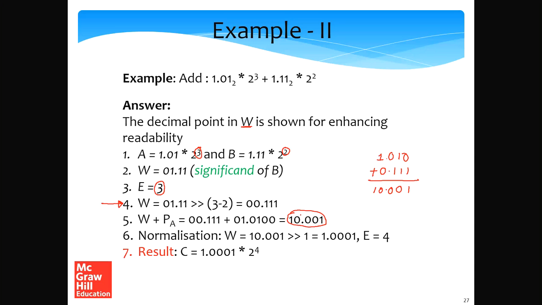The way that we fix it is that we renormalize. So we shift it to the right by 1 position. So then this becomes 1.0001, and we increment E by 1. So 3 plus 1 is 4. So the final result that we have over here is 1.0001 times 2 to the power 4. So as you see, after doing the addition, there was a need to renormalize the result. And so what we did is that we right shifted W and we added 1 to E. So we added 3 plus 1 and made it 4.